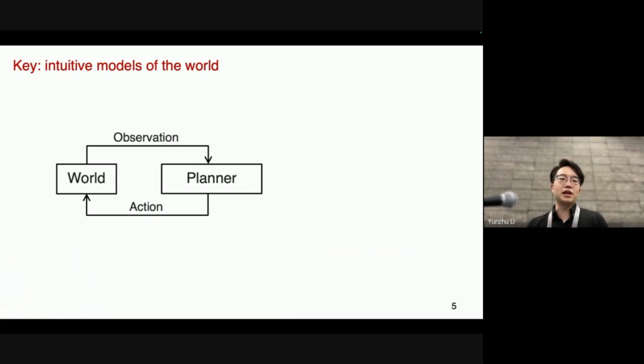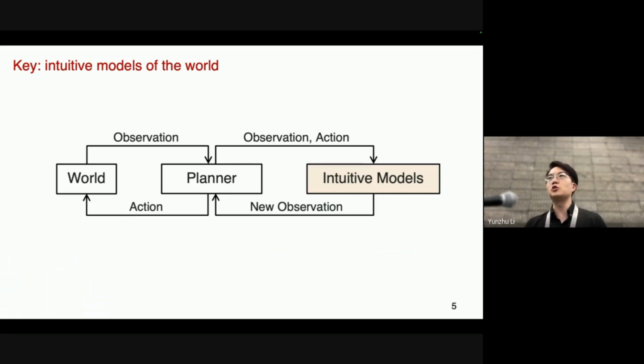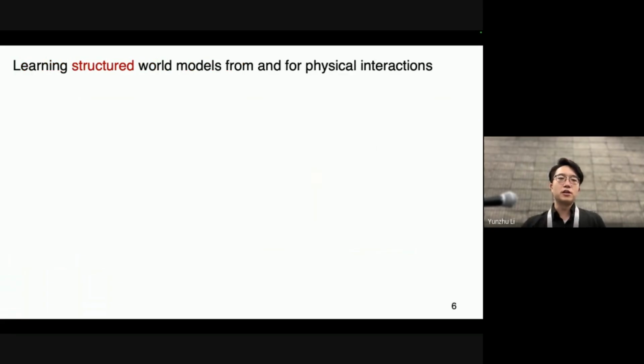Here's how the framework looks. We have a planner that takes the observation from the world and generates actions. And there will be some internal intuitive models that will do the predictions of the results of the actions. This is essentially a type of predictive model. In order to build this type of predictive model, there are generally two ways of doing this.